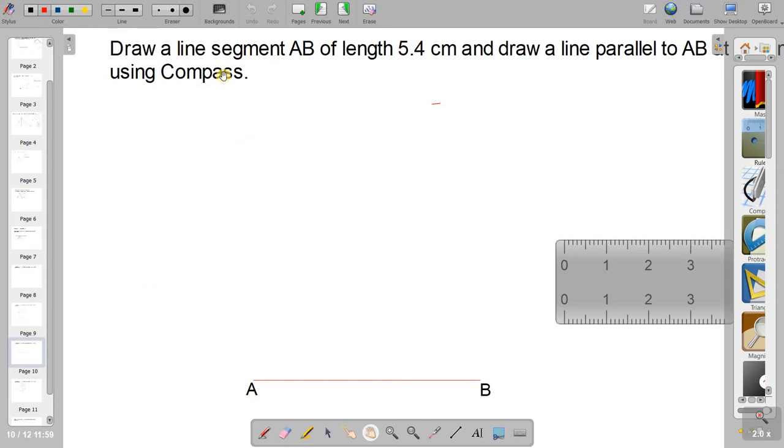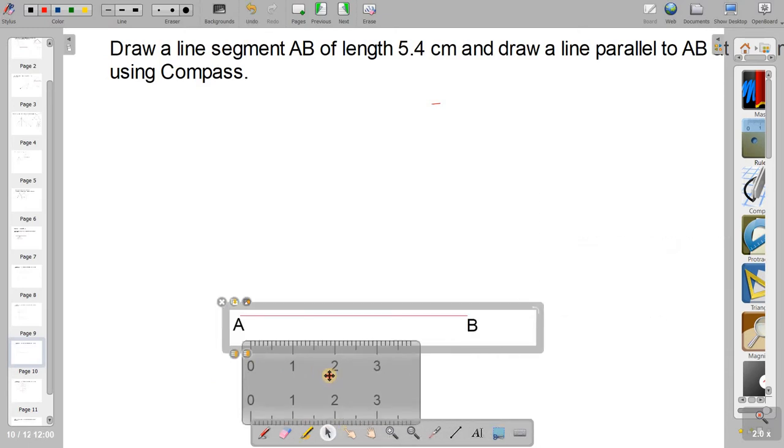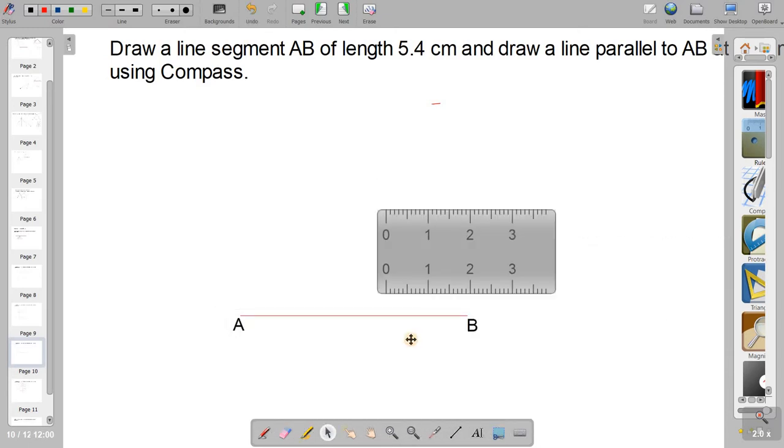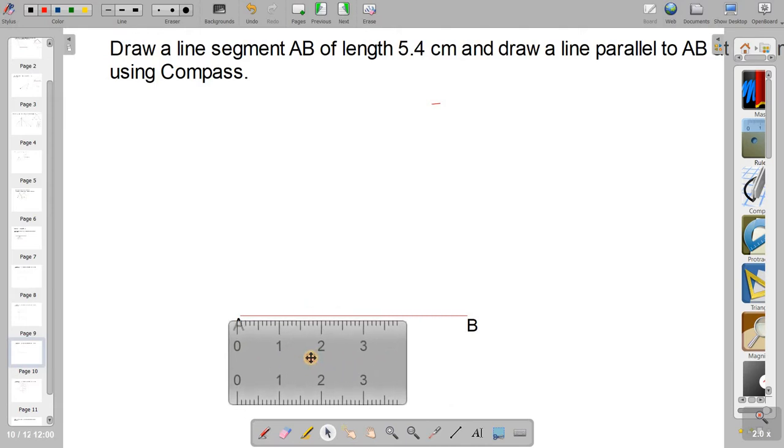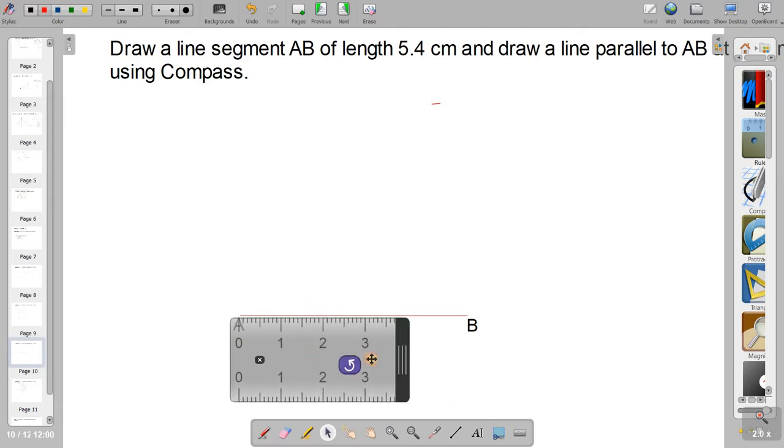So the sample question is this: draw a line segment AB of length 5.4 centimeter and draw a line parallel to AB using a compass. So I have the line here. I'll just show it to you in this ruler here. It is 5.4 centimeter. Already I have made it.